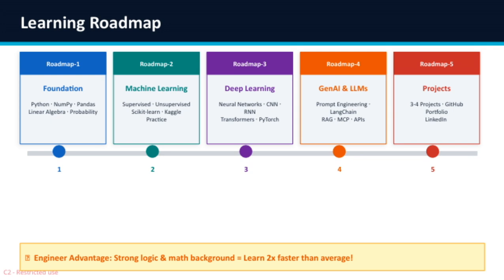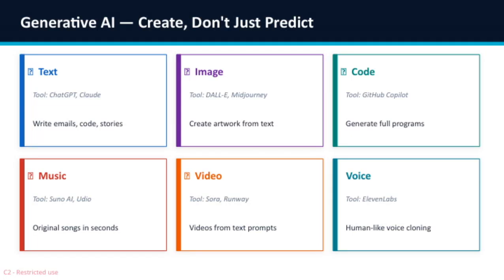This roadmap is designed to guide your learning efficiently, building from fundamental concepts all the way to advanced projects, leveraging your strong logical and mathematical skills to learn faster and more effectively. Let's explore how generative AI is transforming creativity across different media. With human-like voice cloning tools like 11 Labs, we can produce realistic speech that sounds just like a person. This opens up possibilities for personalized voice assistants or storytelling.